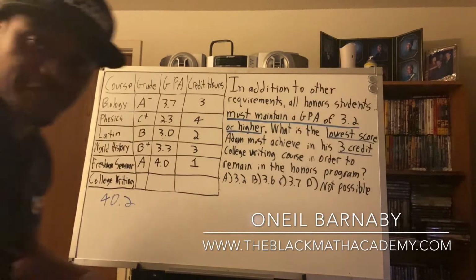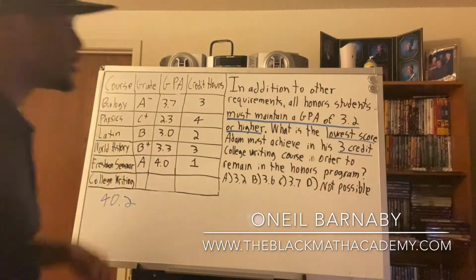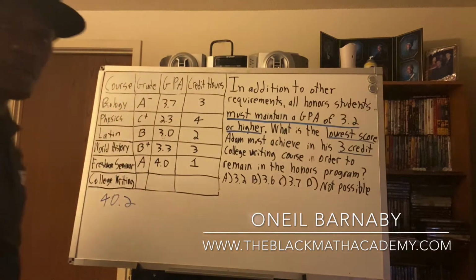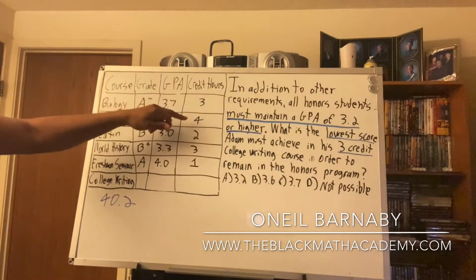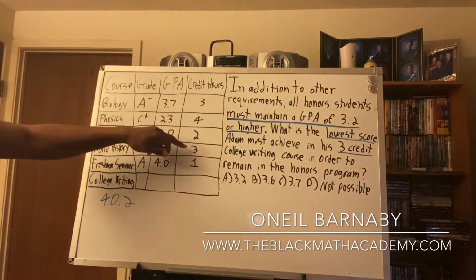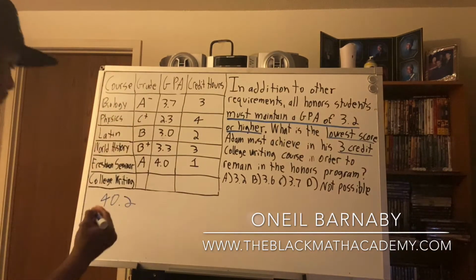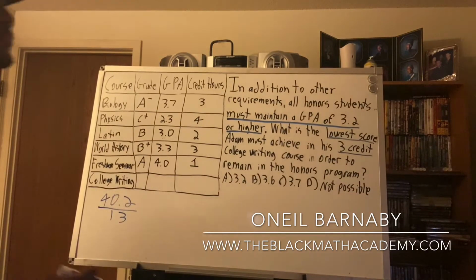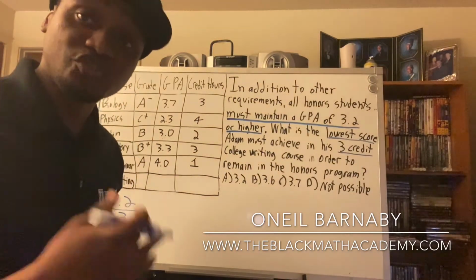All right, and then we had to divide by the number of numbers, which in this case was the total credit hours. And if you add all these values together, you get 13. 3 and 4 is 7, 7 and 2 is 9, 9 and 3 is 12, and 12 and 1 is 13. So 13. But now we have to take into account this new class.